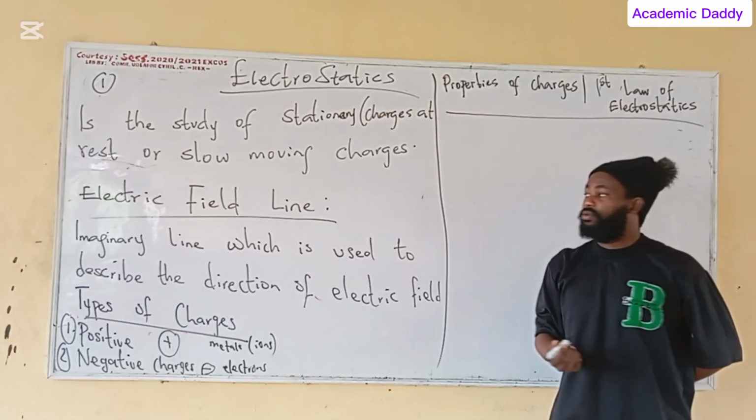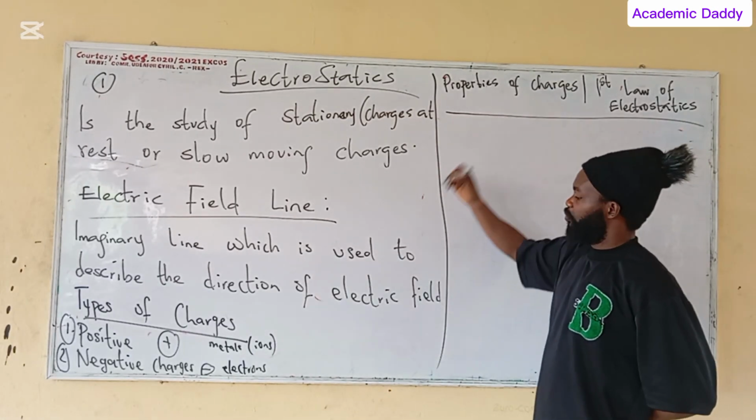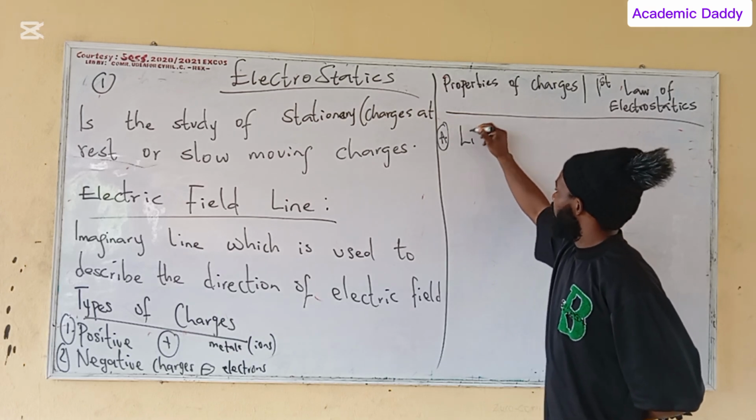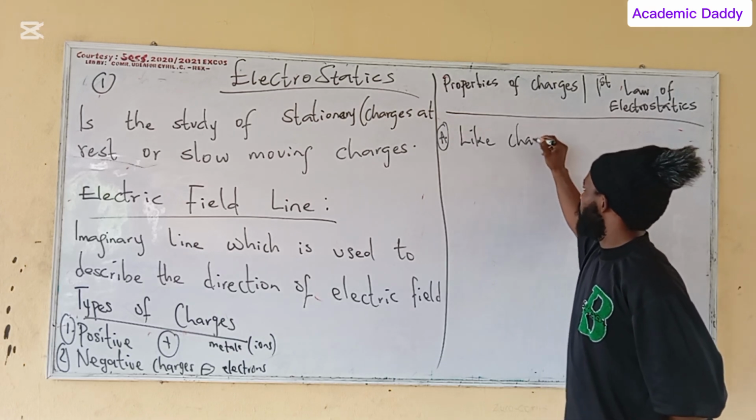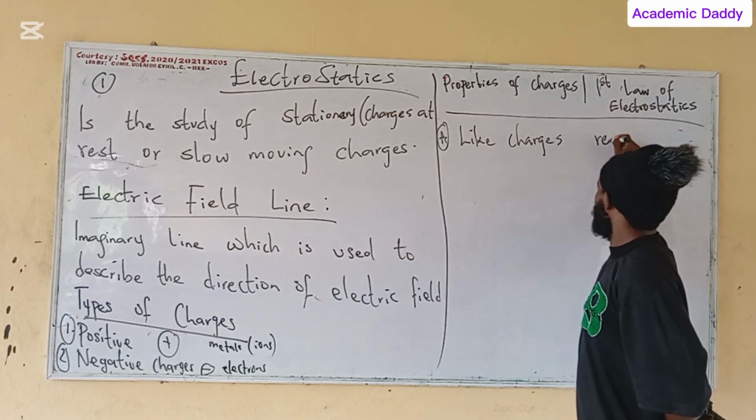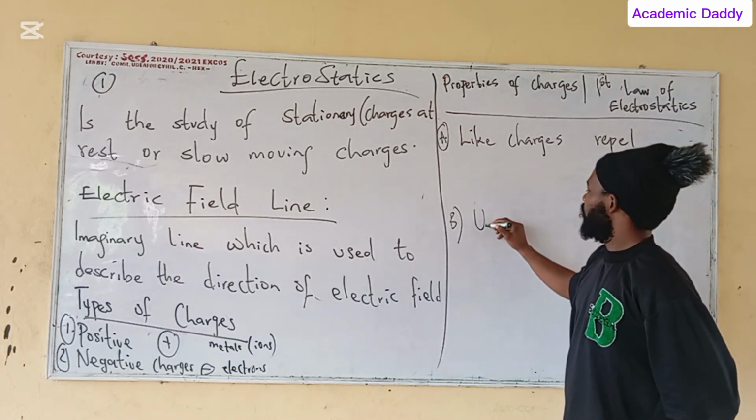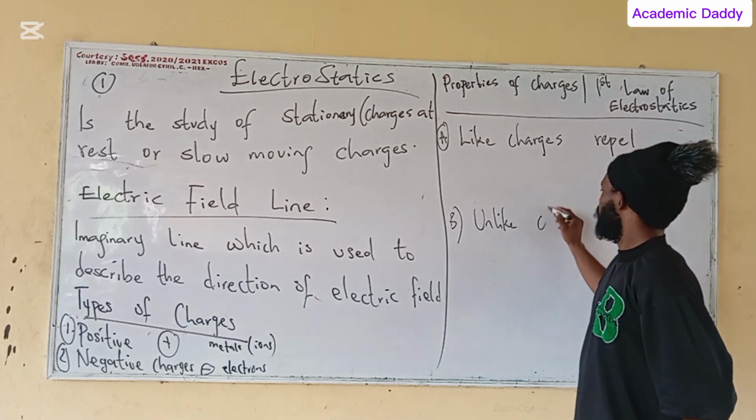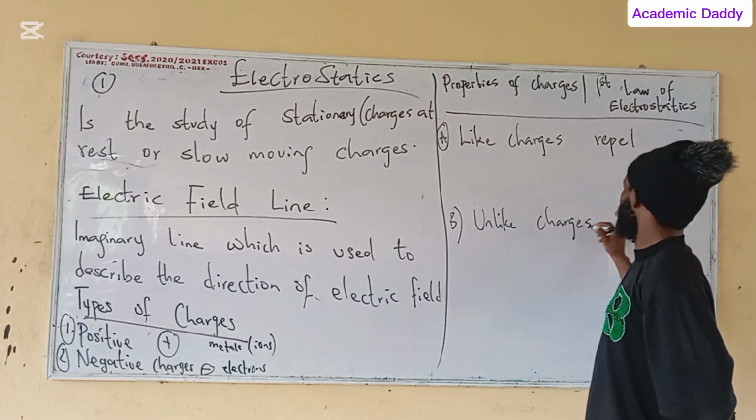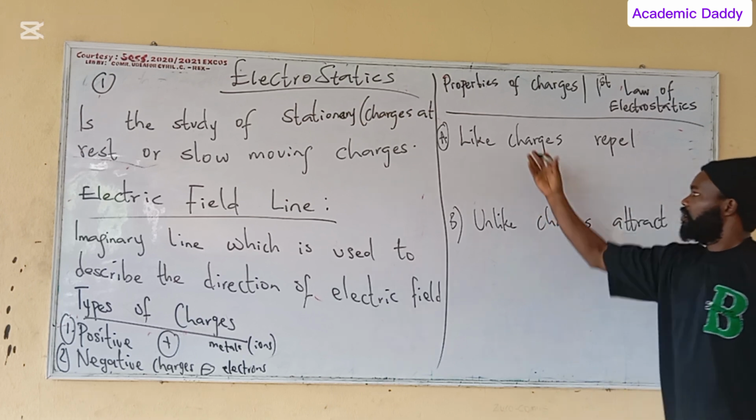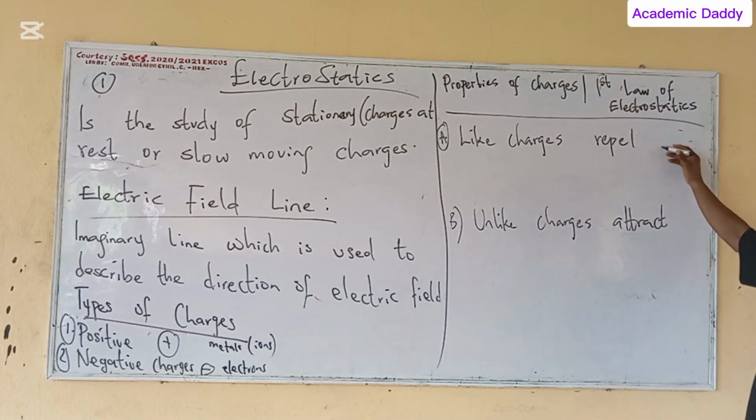The first law and first property of charge is that you need to know that A, like charges repel, while B, unlike charges attract. These two give you the first law of electrostatics.